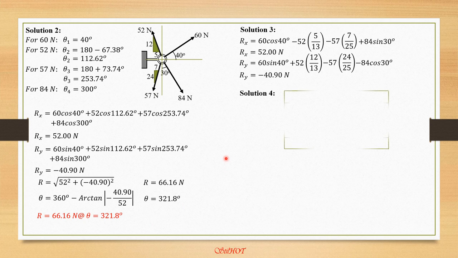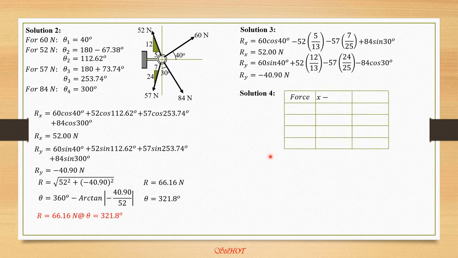Solution number four, by tabulation method. So we have force, x component, y component. For the 60 Newton force, the x component is 60 cosine of 40, and that is 45.96. The y component is 60 sine 40, that's 38.57 newtons.